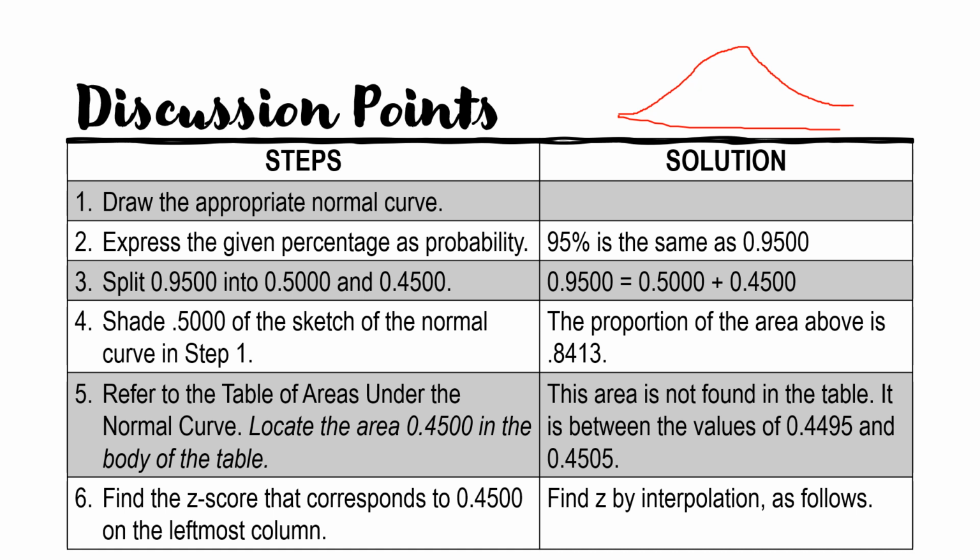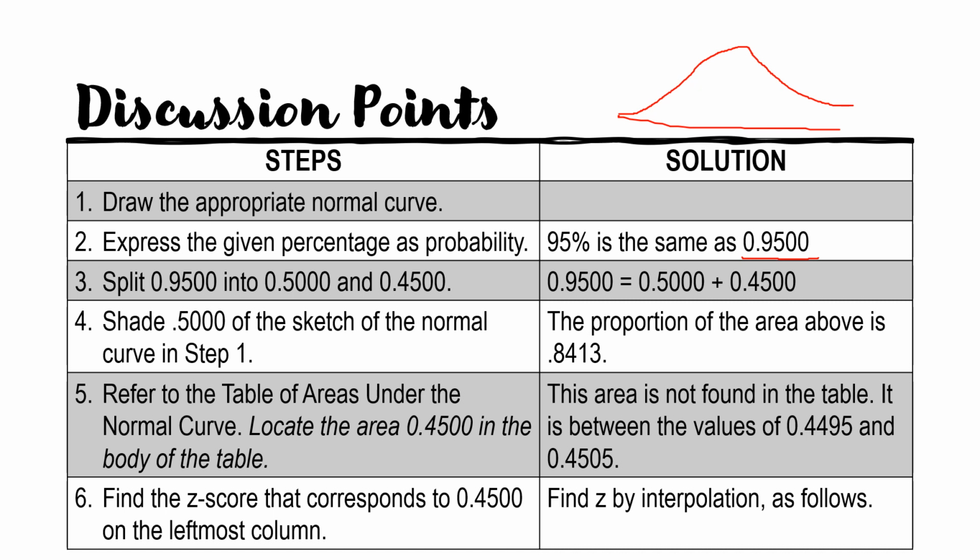So we can convert this 95% to decimal by simply dividing 95% by 100. So 95 divided by 100 is the same as 0.95.